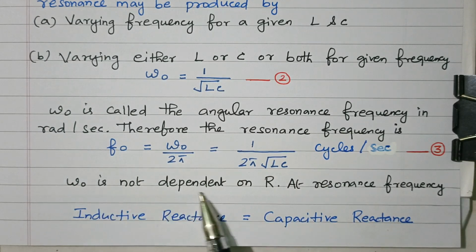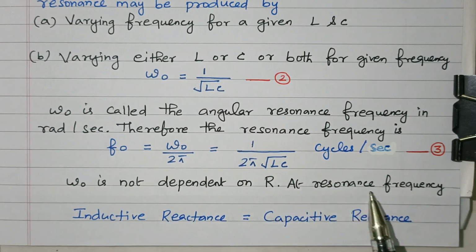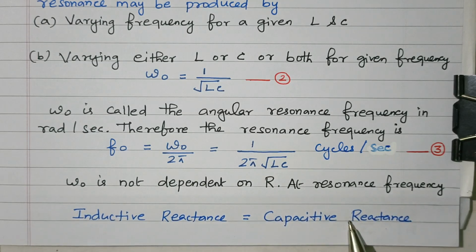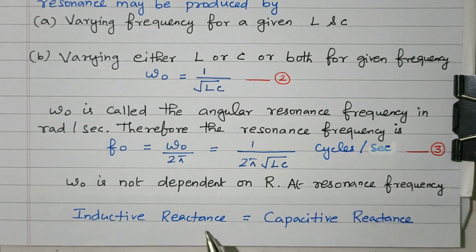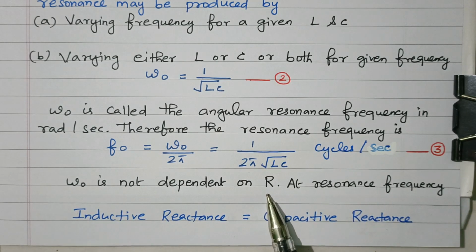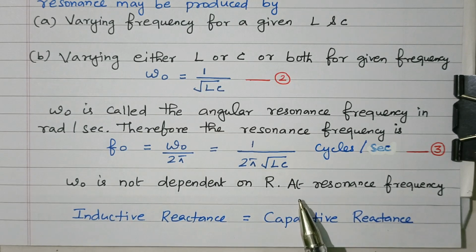Omega naught does not depend on R at the resonant frequency. Inductive reactance equals capacitive reactance, and both are cancelled. So omega naught does not depend upon the resistance at the resonant frequency. Now we'll go for the further details.